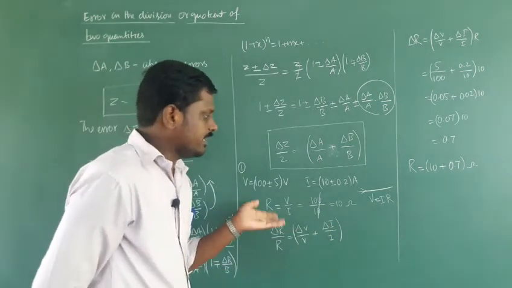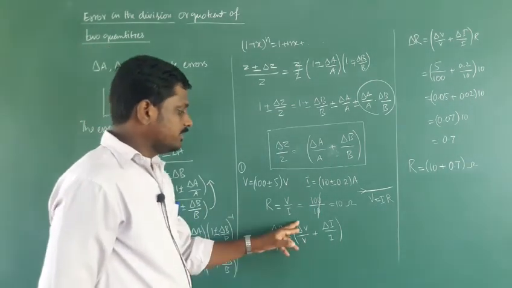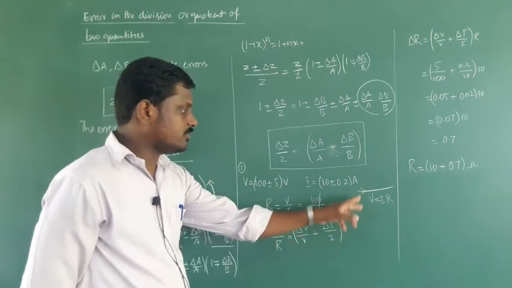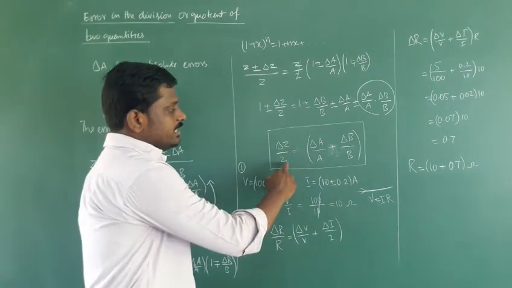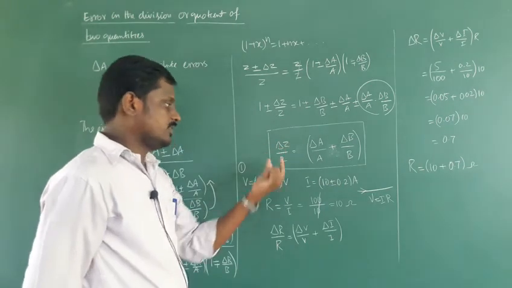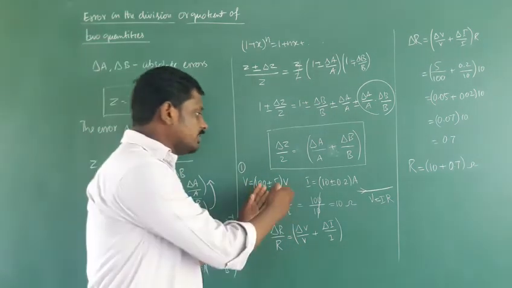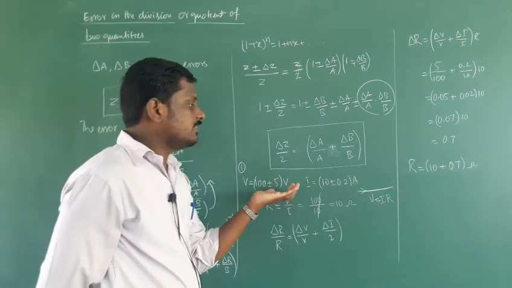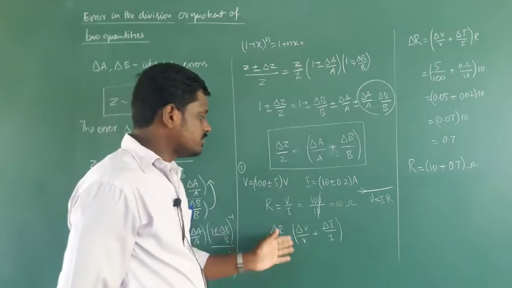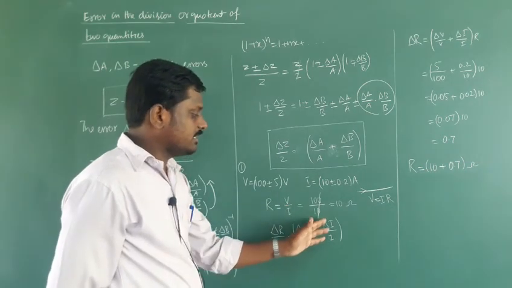So what is the error? Delta R by R is equal to delta V by V plus delta I by I. V by I is a quotient, so just apply delta Z by Z equals delta A by A plus delta B by B. We are going to find delta Z, the error in Z. There is an error in the voltage and an error in the current, and that error is reflected in the result, the resistance of the wire. R is equal to V by I, a quotient A by B, so we use delta V by V plus delta I by I.